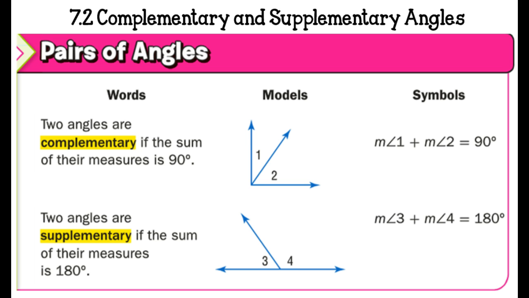So the way you would write that is the measure of angle 1 plus the measure of angle 2 equals 90. The M in front of the angle symbol is just representing measure. So that reads measure of angle 1 plus measure of angle 2 equals 90.